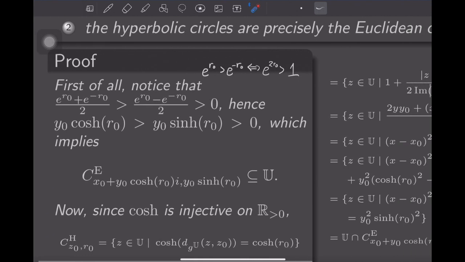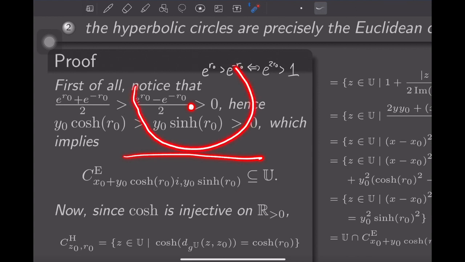Right? Because somehow, you stand here at this height, and this height is greater than the radius. So indeed, you stand at a certain height, and that height is greater than the Euclidean radius. So when you draw the circle, you never leave U. Okay.